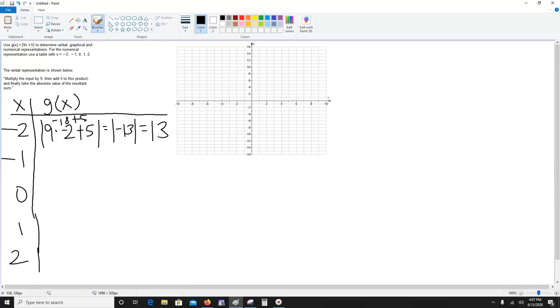Next, let's plug in negative 1. So we have absolute value of 9 times negative 1 plus 5. So that would be negative 9 plus 5, which is negative 4. And absolute value of negative 4 is positive 4.